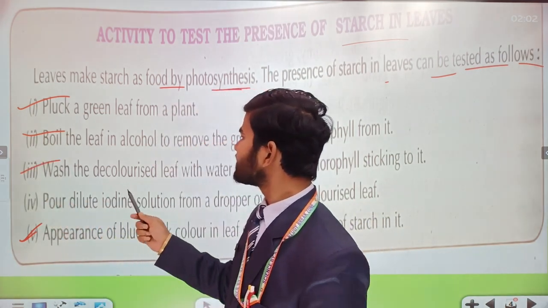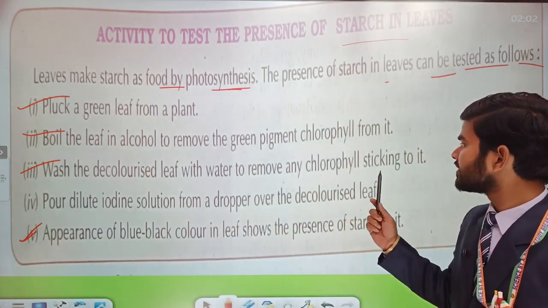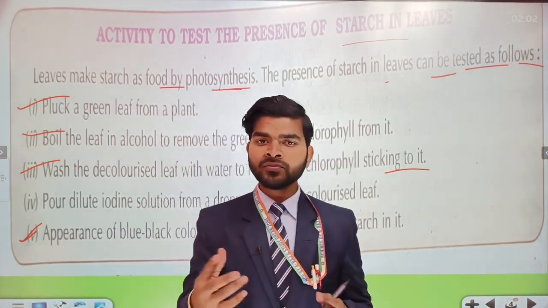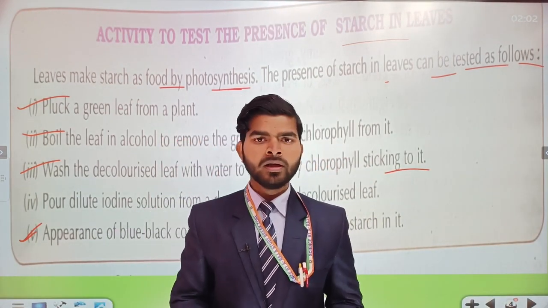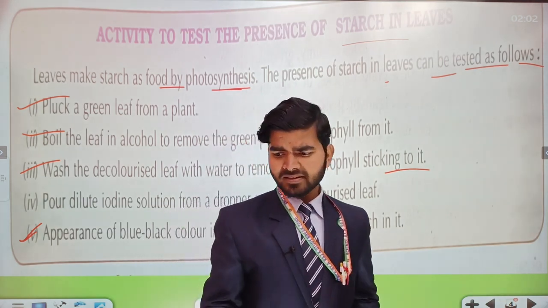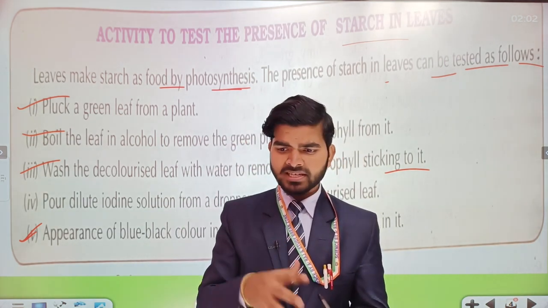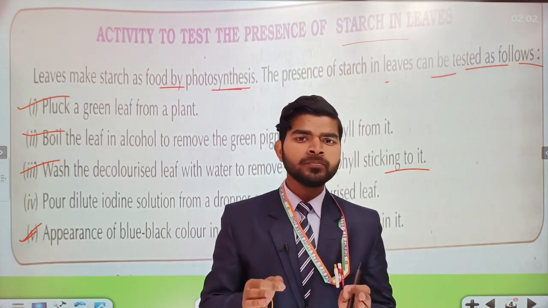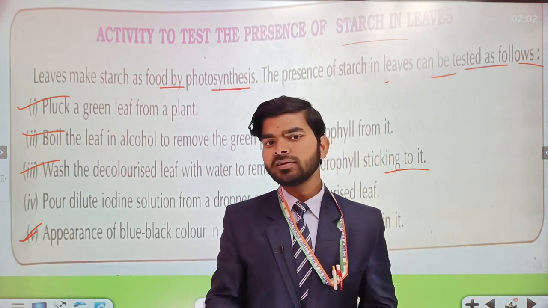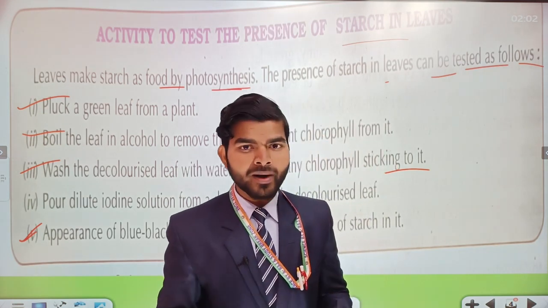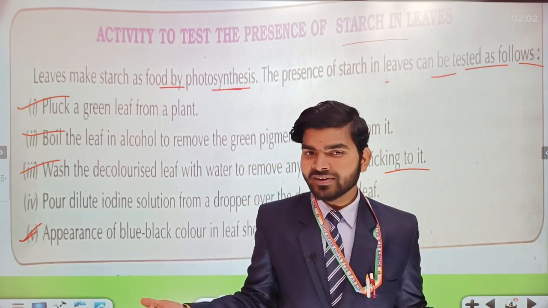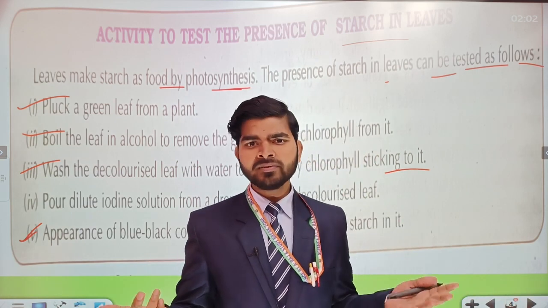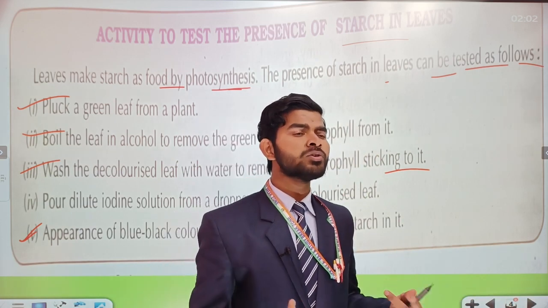Next, wash the decolorized leaf with water to remove any chlorophyll sticking to it. All clear. You have removed the chlorophyll by boiling in alcohol, but after boiling maybe some green layer is going to stick over that leaf. So in order to clean the leaf well, you need to wash the leaf in water. I can take a different example to understand this. But in your life you have maybe sometimes washed your own clothes.